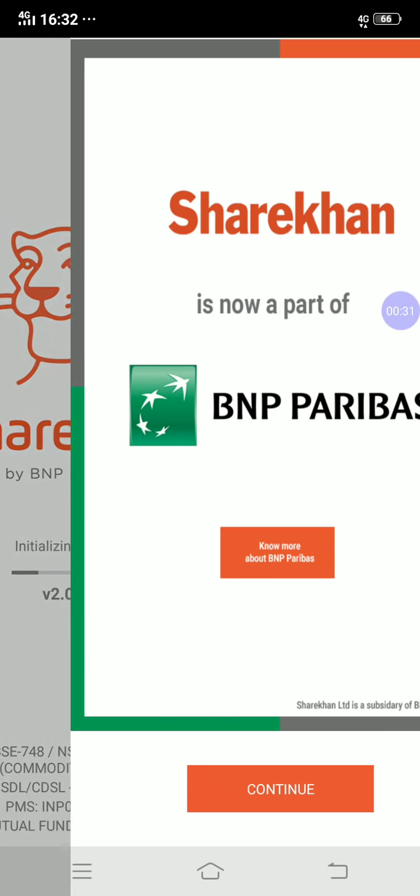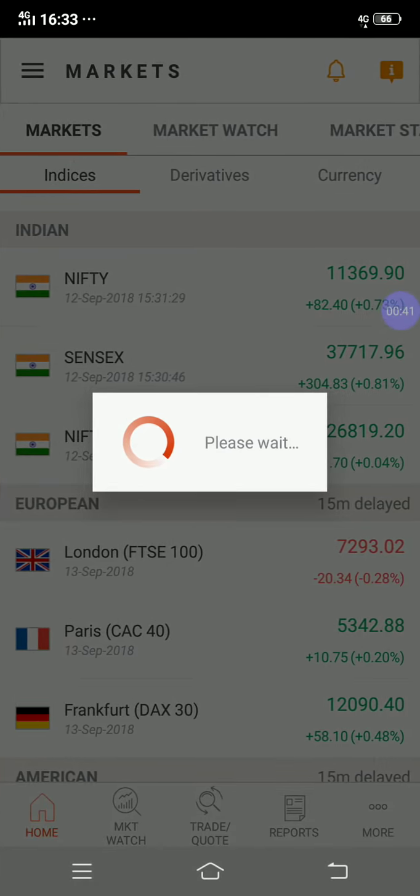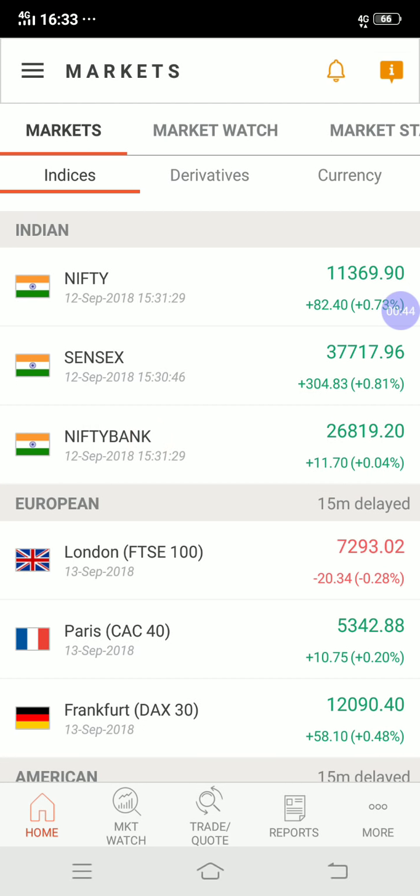Just click on it. As it is already logged in, it doesn't ask me to enter the membership password. Click on continue, and this is the home page of Sharekhan.